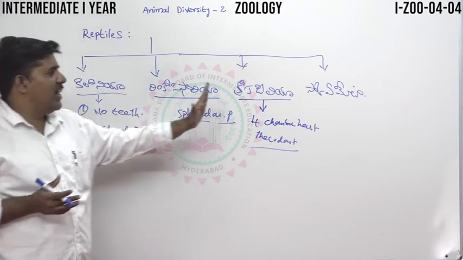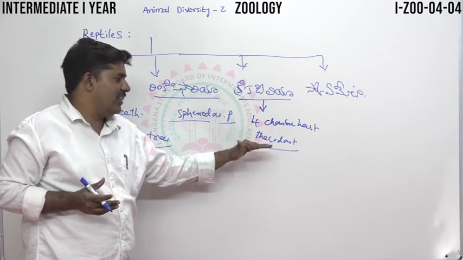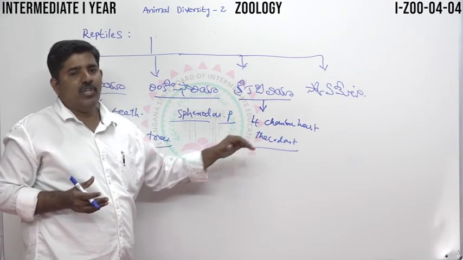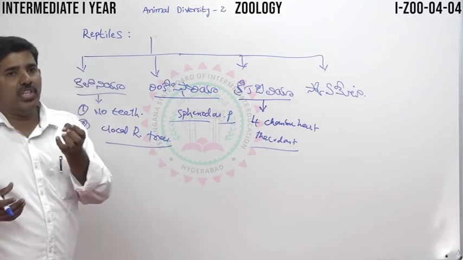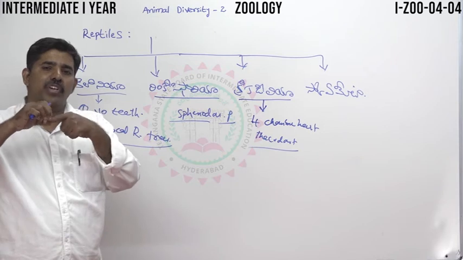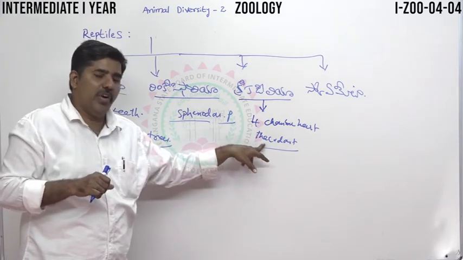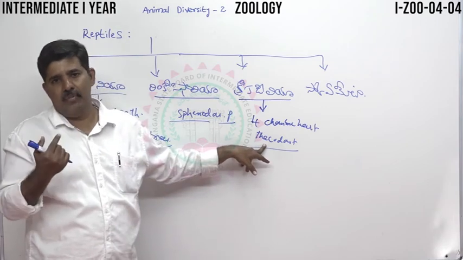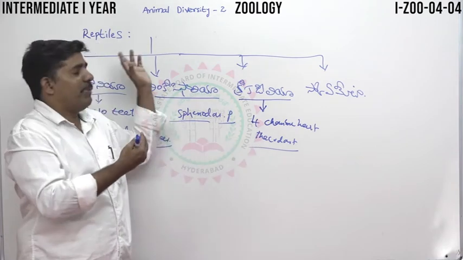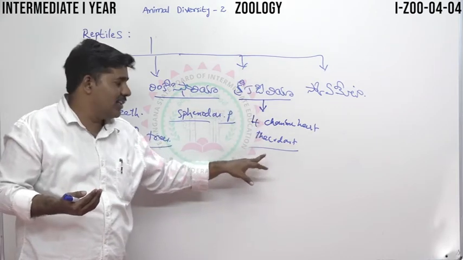But in Crocodilia, the particular species can contain thecodont. What is the thecodont? The particular tooth can be located in the jaw, the lower jaw. So that is called thecodont. Our teeth can be called thecodont. Most of the reptiles are not thecodont. So only crocodile species can contain the thecodont.